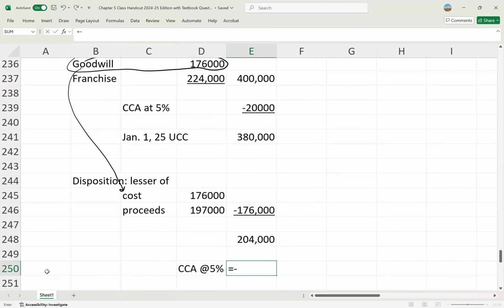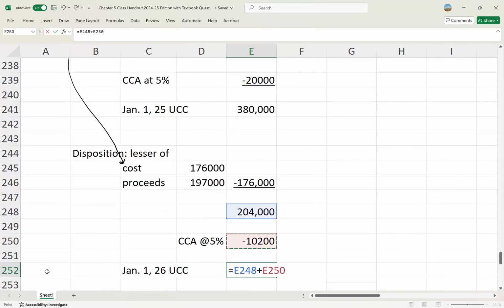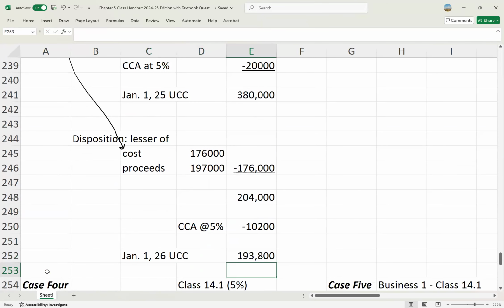What we're going to do then is take CCA at 5%. So 204,000 times 5%, we get a deduction of 10,200. And then the balance going into next year will be 193,800.